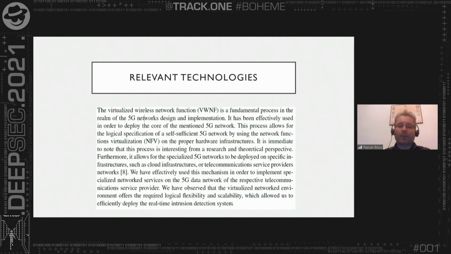And right from this state of the presentation, I can say that we have observed that the virtualized network environment provides logical flexibility and scalability, and these were one of the most important initial requirements. And they allowed us to efficiently deploy the real-time intrusion detection system that I am speaking about.